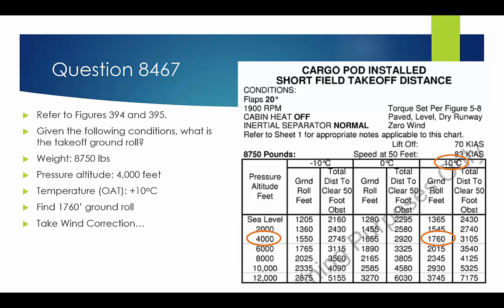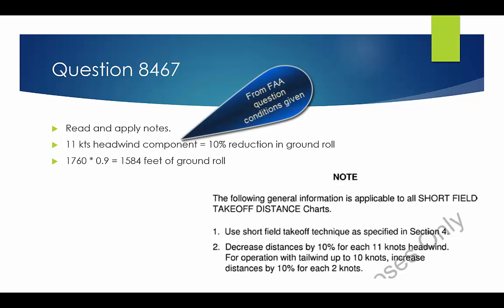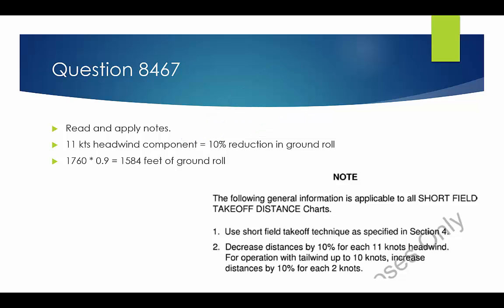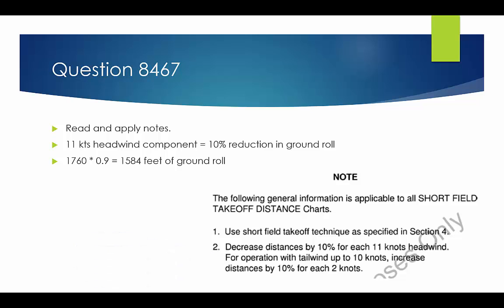We have a little bit of a note here though, because we have to have a wind correction. The question tells us that there is an 11 knot headwind component, and according to the note, if there's an 11 knot headwind component, we have to decrease the distance by 10%. So 1,760 was what we got for our ground roll. Multiply that by 0.9, and we get 1,584 feet for our ground roll.